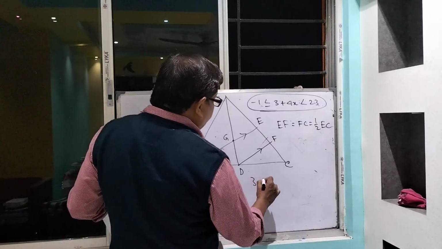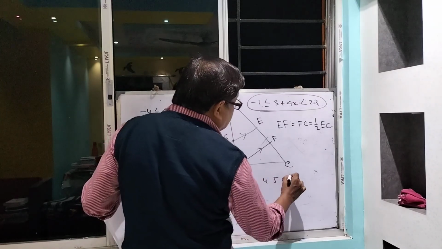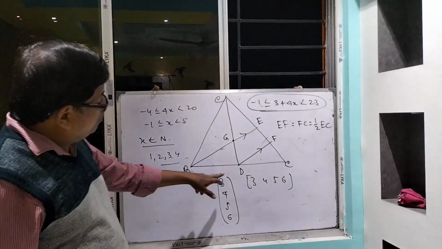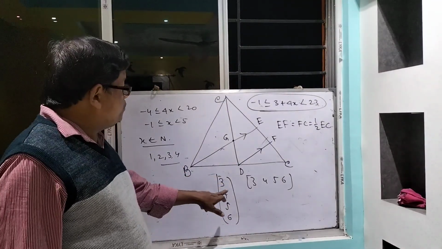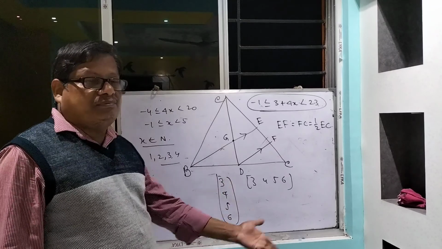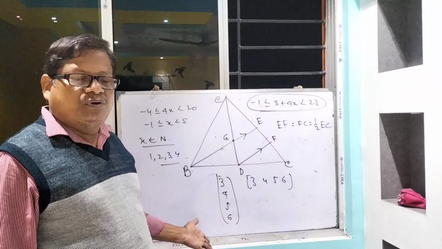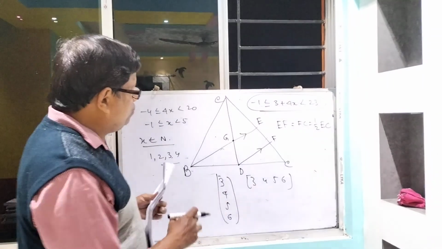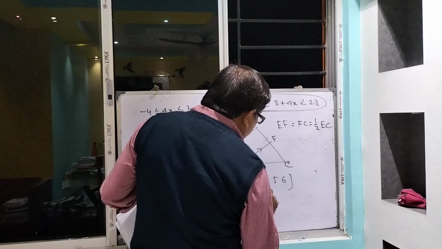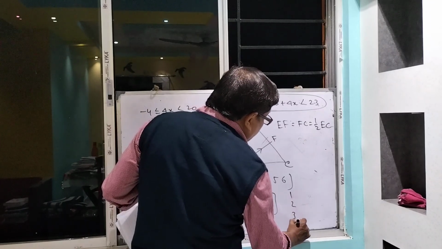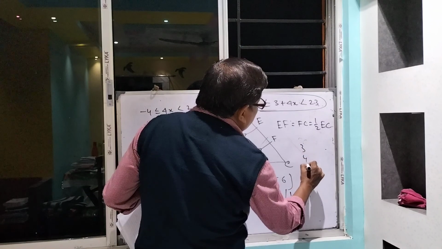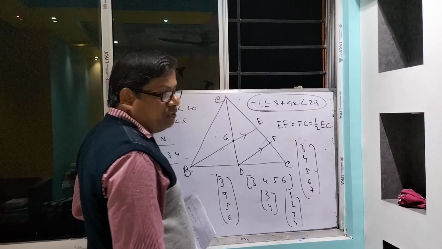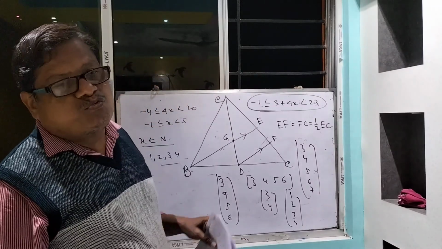If you write 3, 4, 5, 6 in a line, this is a row matrix. A column matrix has only one column, and many rows. So here it is given M into 1: M rows, one column. Suppose 1, 2, 3, 4, 5, 6, 7 like that, this is called a column matrix. In general form, M cross 1.